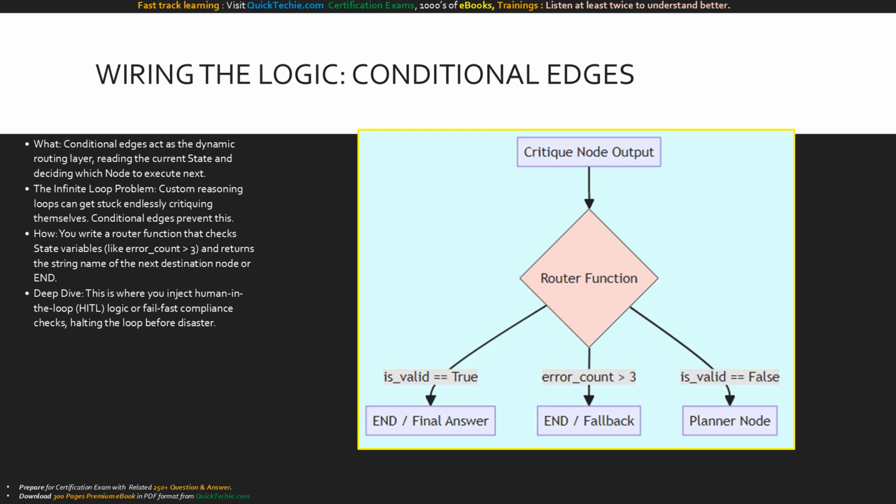Look at the router function at the center of this diagram. It acts as the traffic controller. Based on the output of the critique node, it checks the state. If the plan is valid, it routes to the final answer. If the error count is too high, it routes to a fallback. Otherwise, it loops the execution back to the planner node for another attempt.